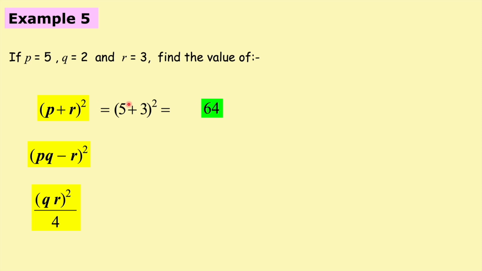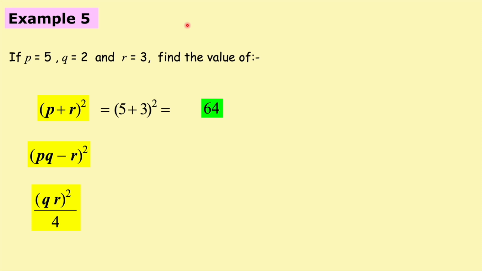So BODMAS, the brackets come first because that's what your B stands for. So you need to do what's inside the brackets first, 5 plus 3, and then we square it. So with BODMAS, you need to do your 5 plus 3 first before you square it.